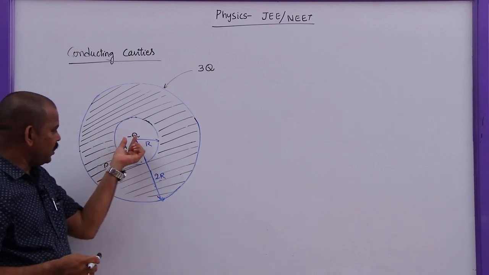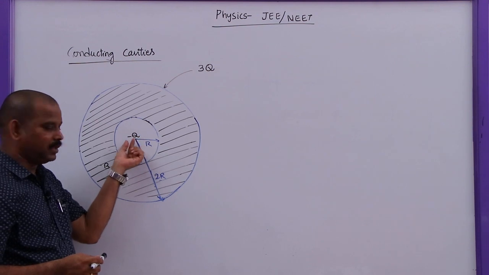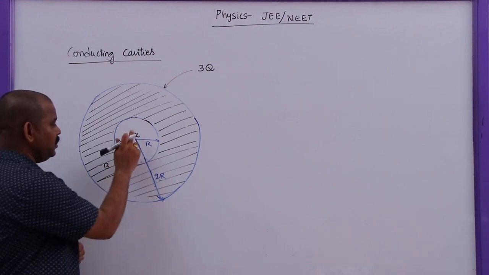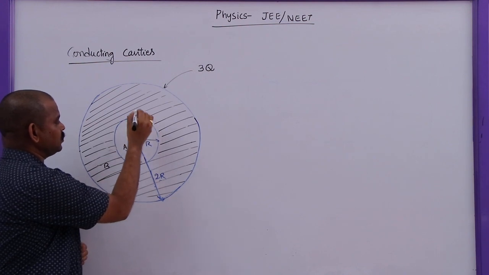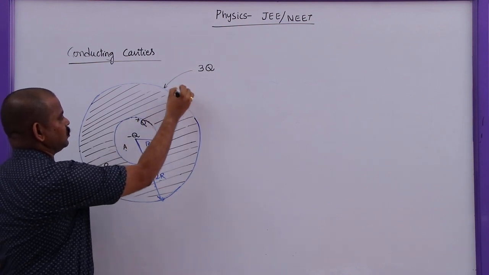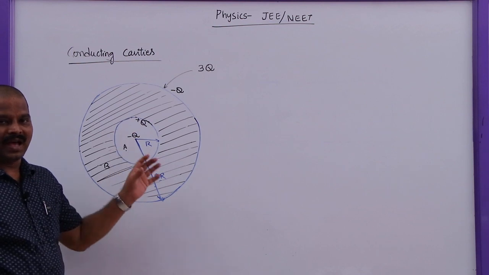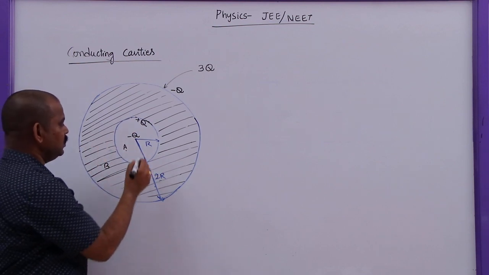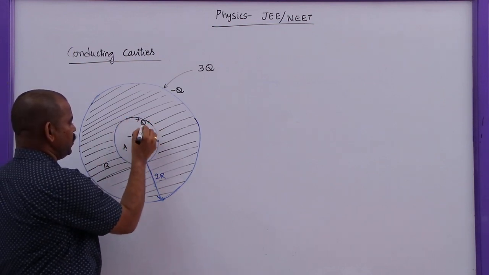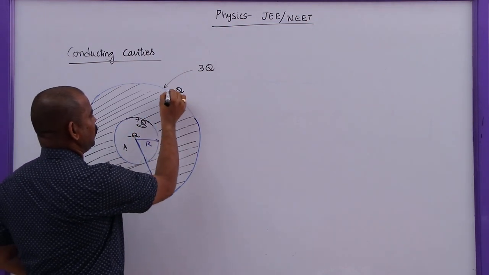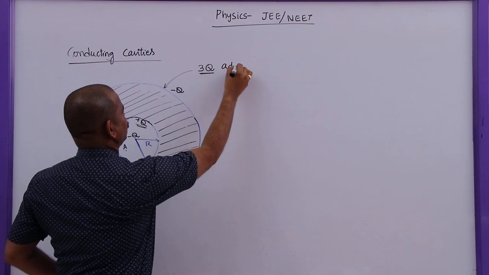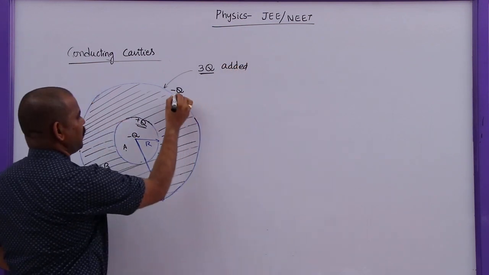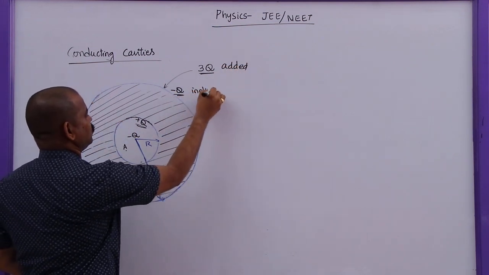We know that whenever a charge is present in the cavity at the center, an equal and opposite charge will be induced within this one, so this will be plus q and this will be minus q. So what are the new charges? Within this surface the charge is plus q, and on the outer surface the actual charge added is 3q and minus q charge is induced.